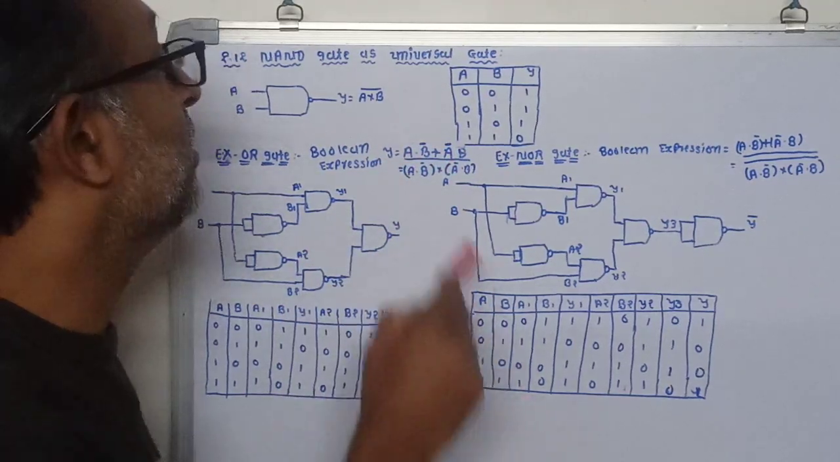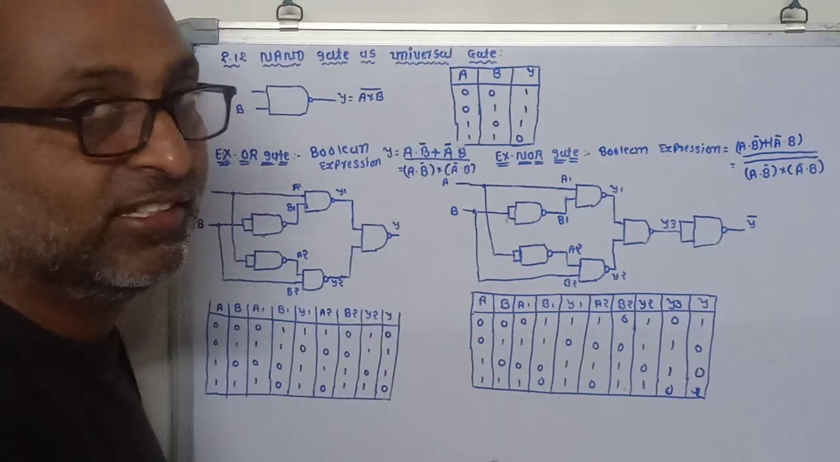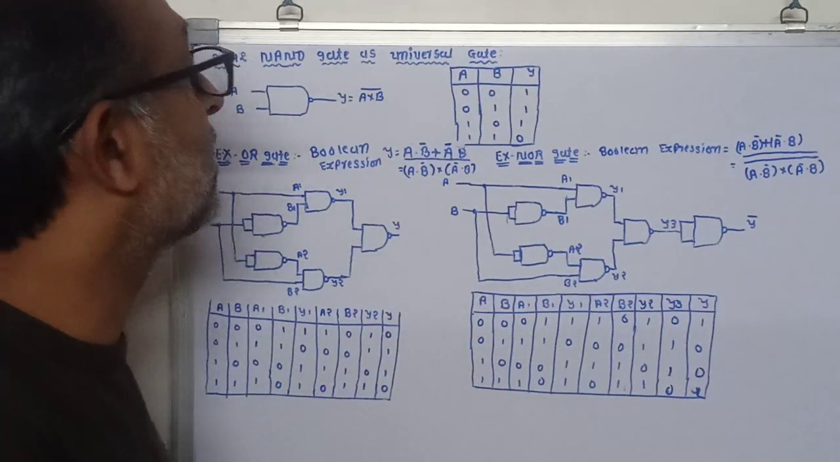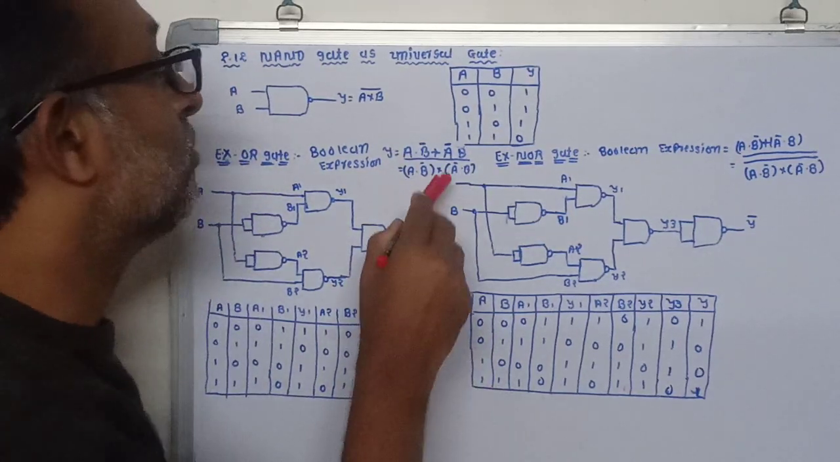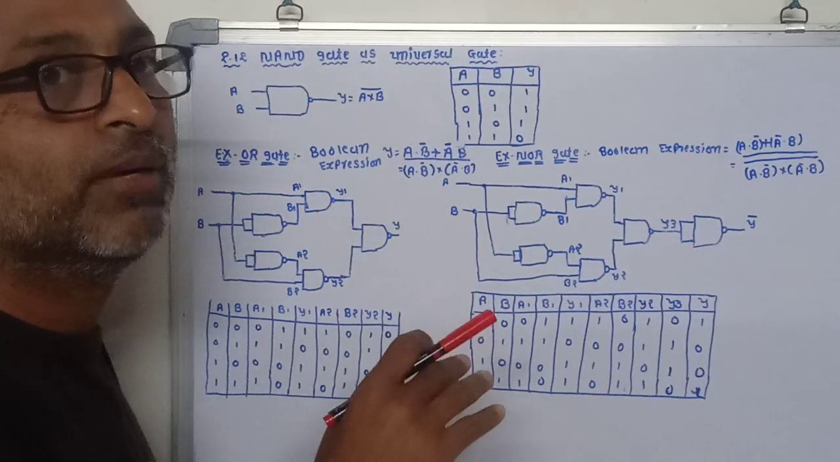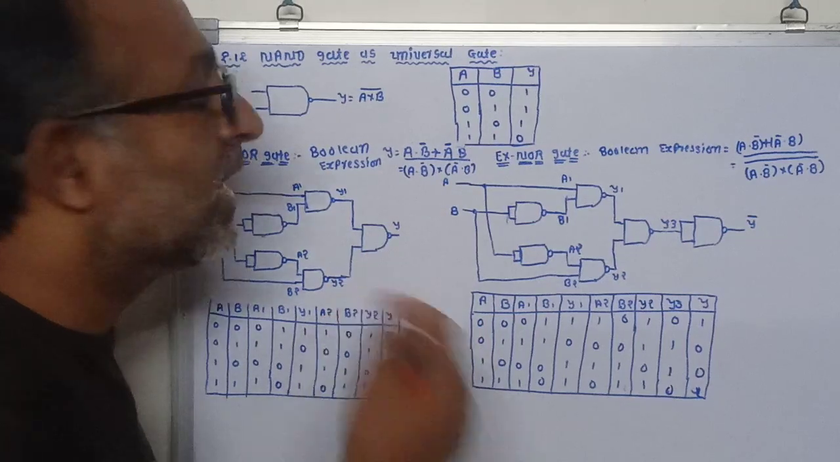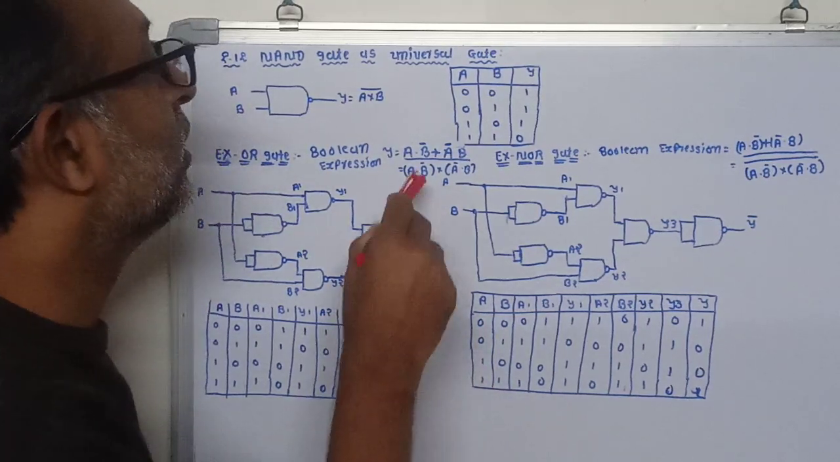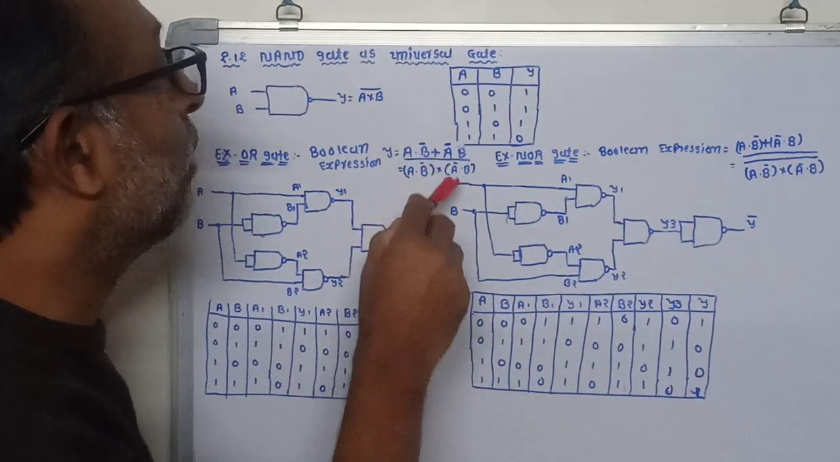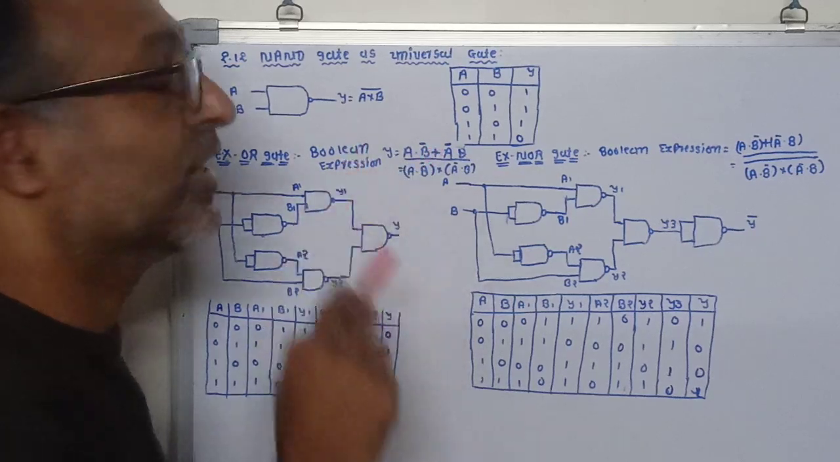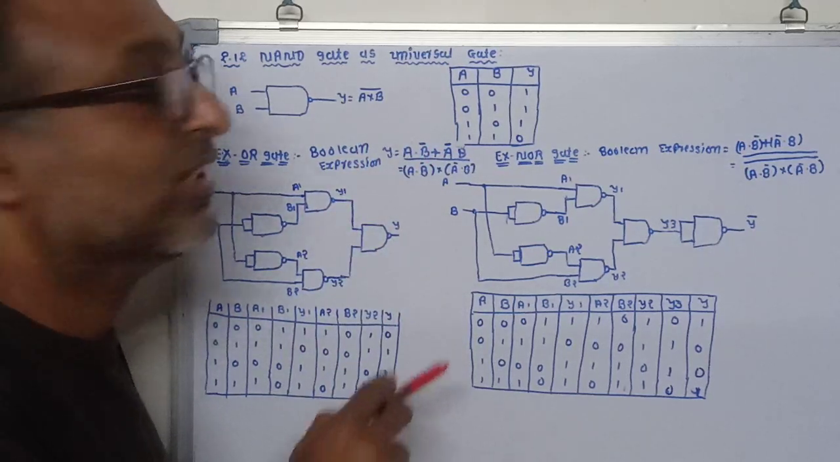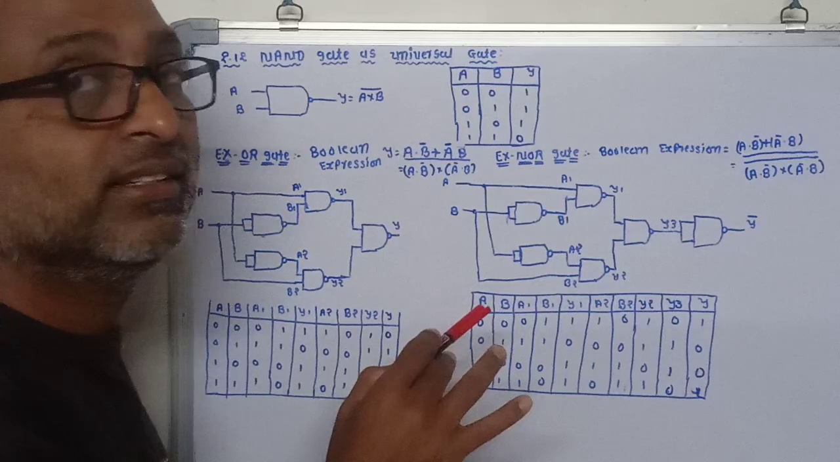But the main problem is how to remove this plus sign. And this plus sign can be replaced by this multiple sign. Just put the bar on this equation. Bar means we are taking the inverted output of this plus sign equation. So it is very easy then.